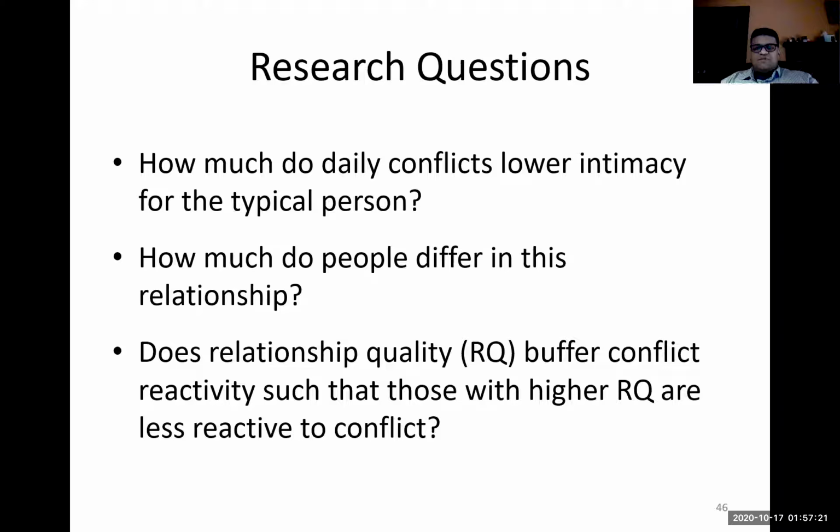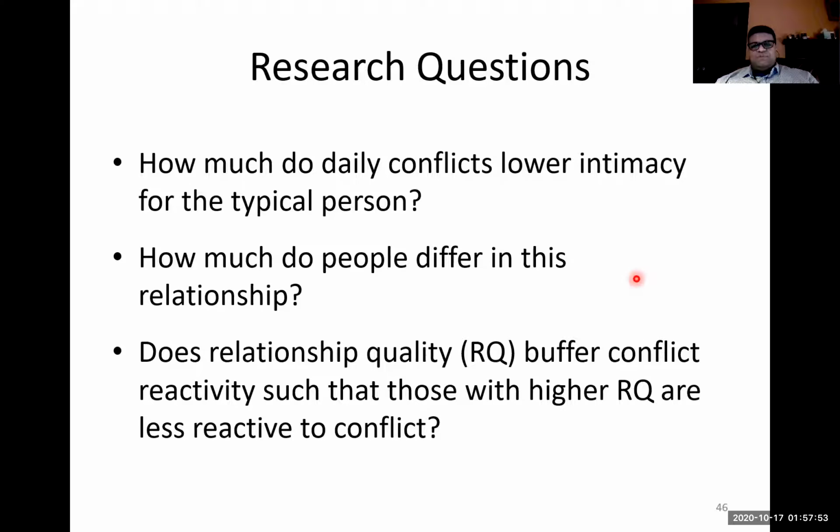If you're going to go through the bother of collecting longitudinal data from individuals, you're going to want to examine the within person association for sure. But we'll also get the between person association as well. This analysis will produce both. So the first question, like I said, is how much do conflicts lower intimacy for the typical person? Okay. And we're going to be focused on the within person association between daily conflicts and daily intimacy.